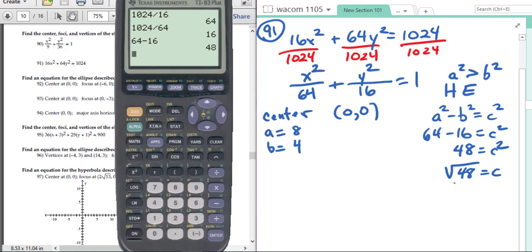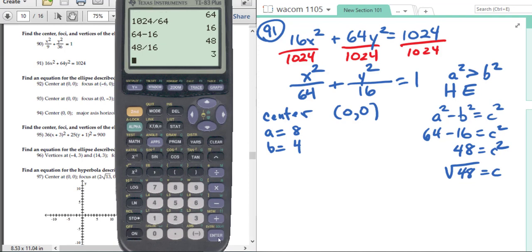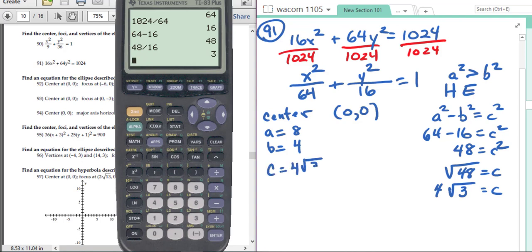Let's see, 48 I believe has a 16 times 3. All right, so 16 is a perfect square. Your square root will be 4. So 4 times the square root of 3 is c. And so it is a horizontal ellipse. We'll just put some things on here.